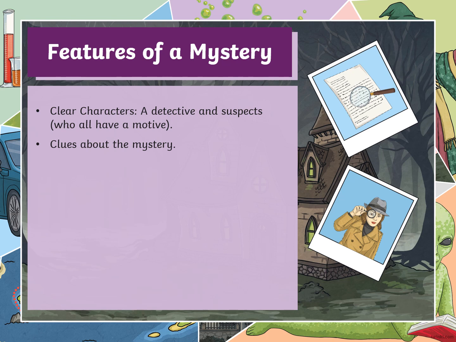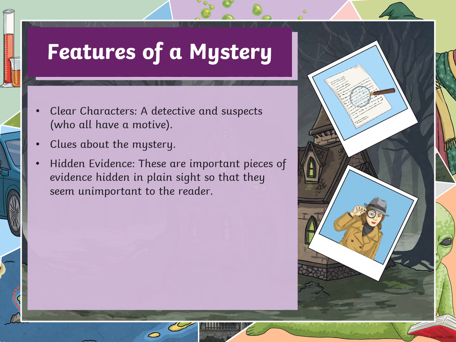Clues about the mystery. In each part in your story, in the writing, you have to put a clue. A clue that refers to who commits the crime or who participated in the mystery, in the puzzle. We need to solve the puzzle. Hidden evidence. These are important pieces of evidence, hidden in plain sight so that they seem unimportant to the reader.